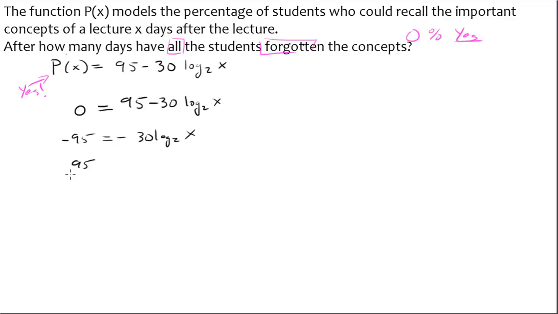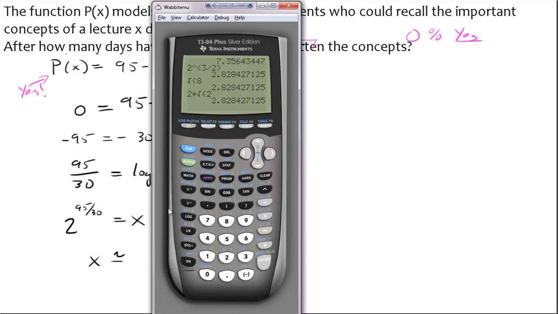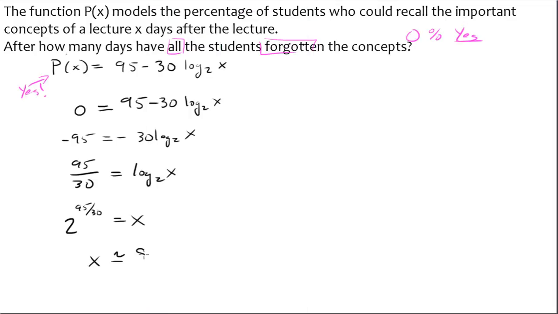So this is going to be 95 over 30 is our log. This is 2 to the 95 divided by 30 is equal to x. X is going to be about, I'm just going to let the calculator take care of that, right? That's why we have a calculator. 2 to the 95 divided by 30, 8.98. Which is about 9 days.